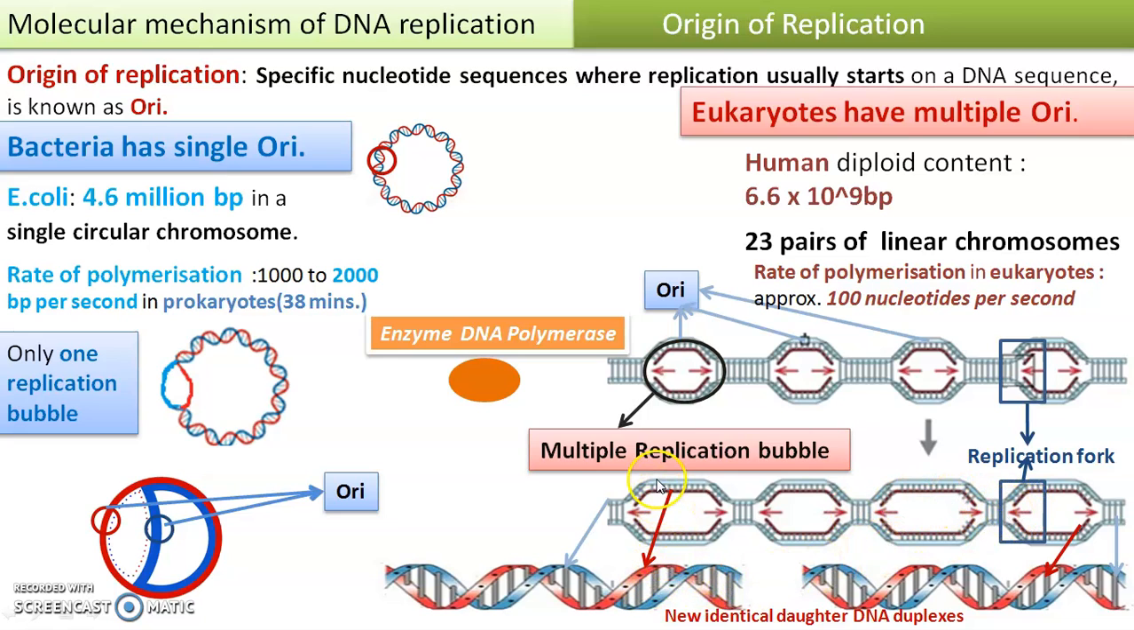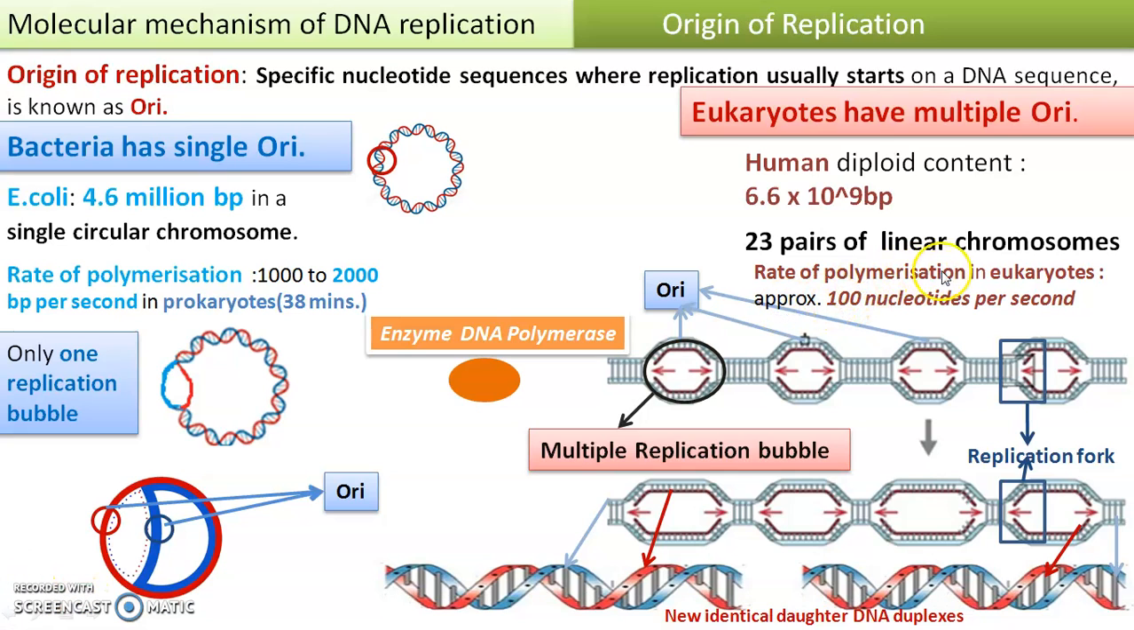So the original parental strand will separate, having the newly synthesized strand with it. Similarly, the other parental strand also separates out with the newly synthesized strand incorporated there. So new identical daughter DNA duplexes are formed, which are exact copies of the parental duplex.